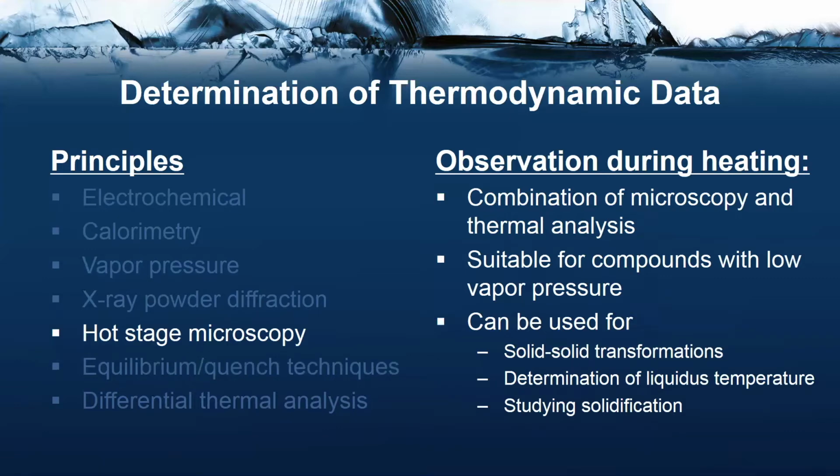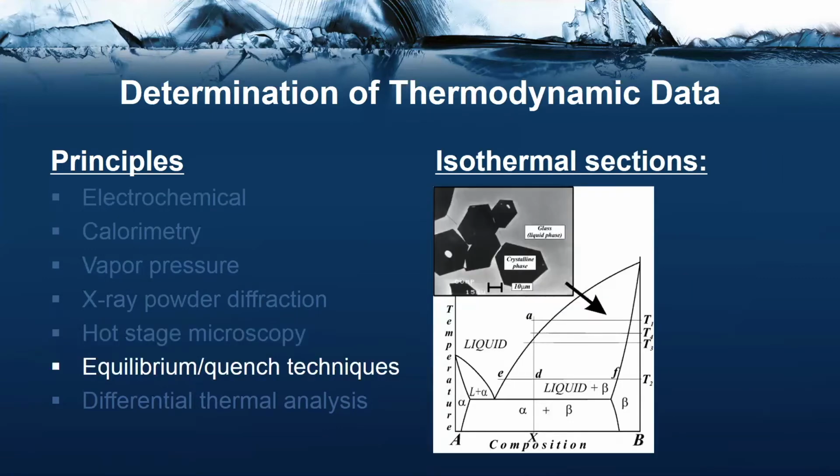The next principle is the equilibrium quench technique, and is easily illustrated with the following figure. A composition of interest is allowed to reach equilibrium at a certain temperature, for example here at T1, and it is then quenched and studied by, for example, optical microscopy or scanning electron microscopy. The micrograph here shows that we have a glass phase that was formed upon quenching of the liquid phase. We also have this crystalline phase, which suggests that we were somewhere in this two-phase region here.